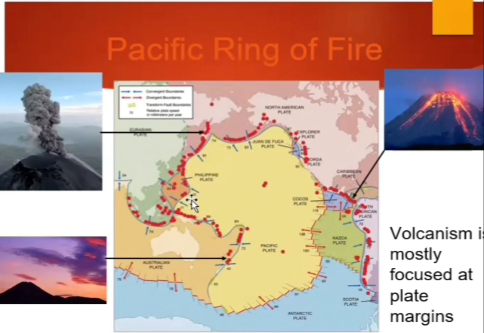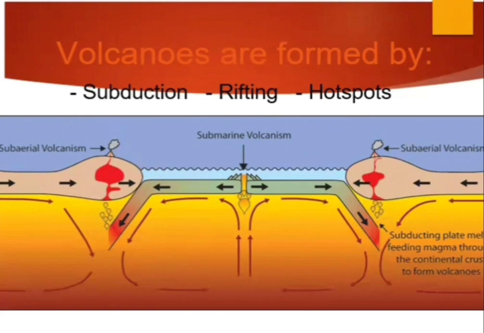Pacific Ring of Fire, an active area of volcanic activity. So volcanism is mostly focused at plate margins, and we know that because there are activities there. Plates pull apart or subduct, cracks are created, magma reaches the surface, lava flows, and volcanoes are formed. The volcanoes are formed by subduction, rifting, or hotspots. All right.